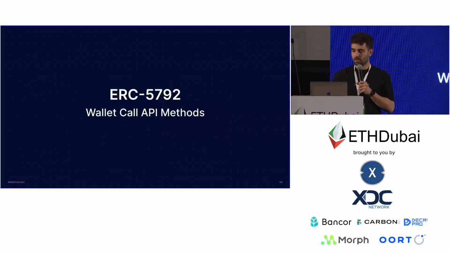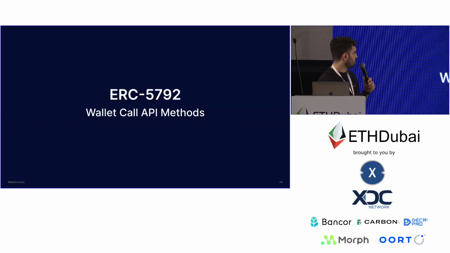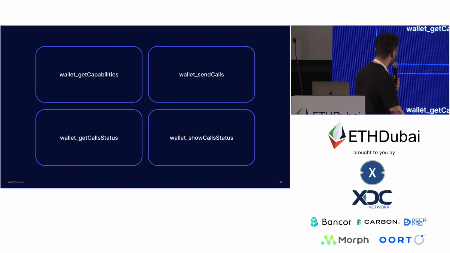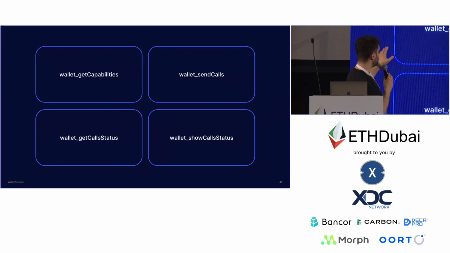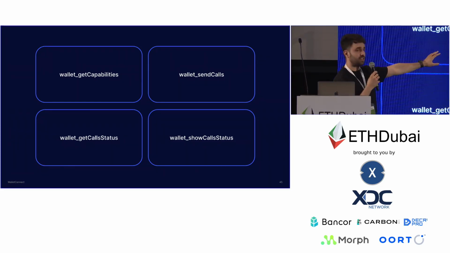How can you define that the wallet is a smart account without just checking if there's blockchain code? There's a new standard called 5792, which is called Wallet Call API Methods, and it introduces 4 different methods. But I think it's important for us to take a quick look here, because the first one is get capabilities. And then there's a second one, which is send calls.